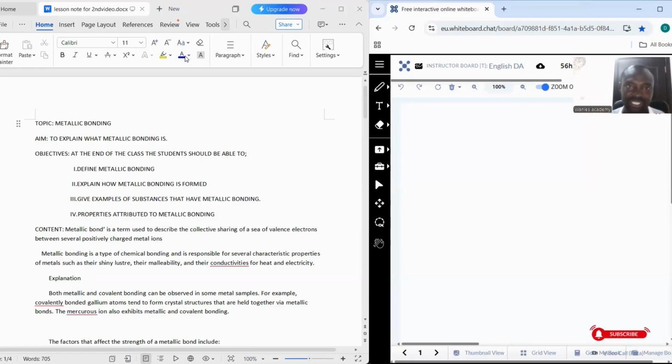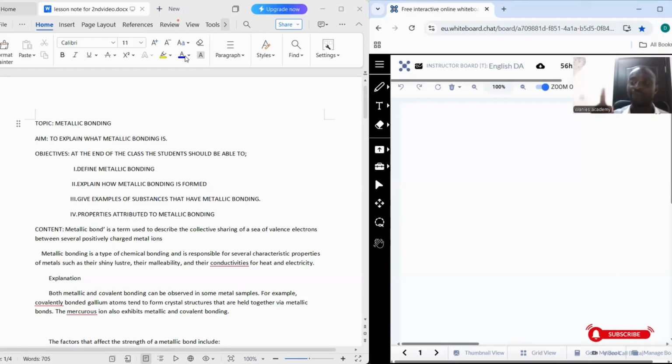Then, secondly, it's also a known fact that metals have the ability to undergo what we call malleability. So metals can be hammered into sheets. So one of the properties of metal is malleability. They are malleable in nature. You can hammer them into sheets. For example, corrugated iron roofing sheets.